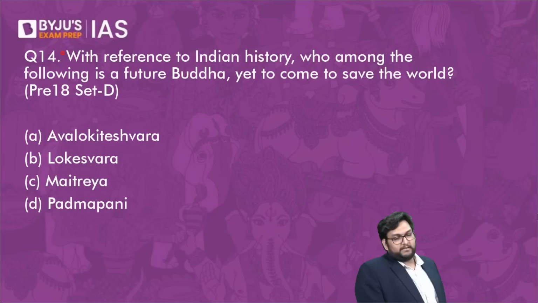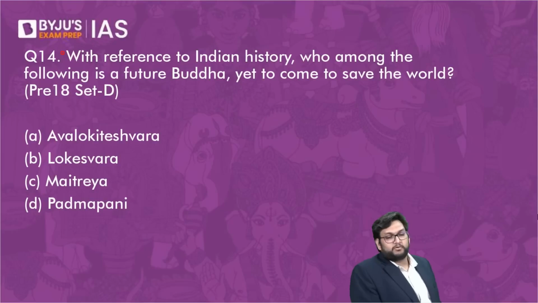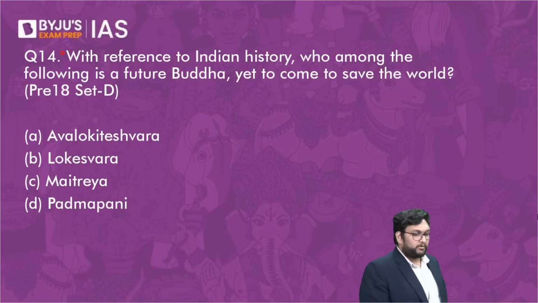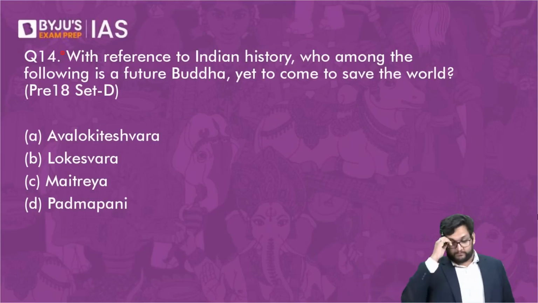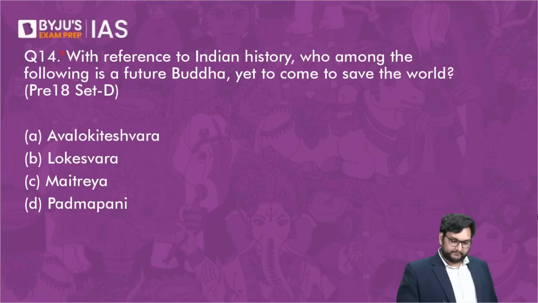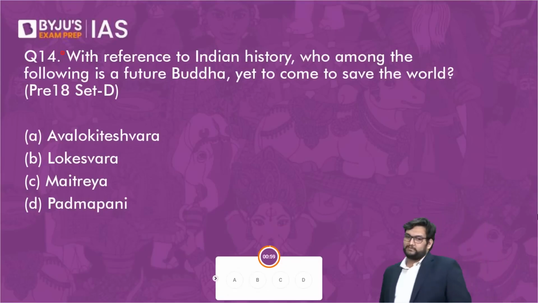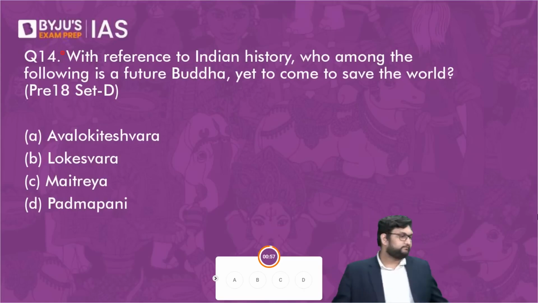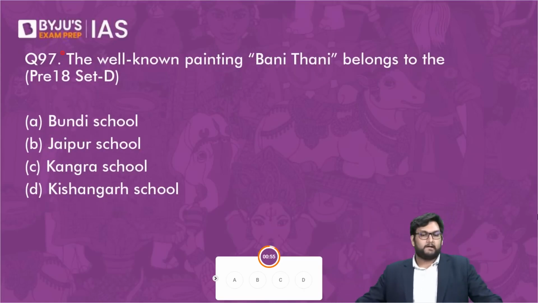This is directly the easiest question possible if you know your Buddhism. With reference to Indian history, who among the following is a future Buddha yet to come to save the world? Avalokeshwar, Lokeshwar, Maitreya, Padmapani. Okay. After this, leaderboard. No, we can do one more.